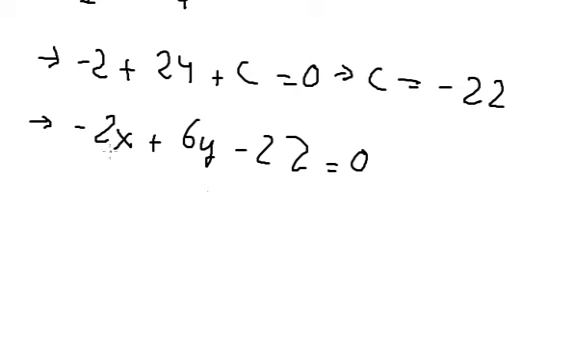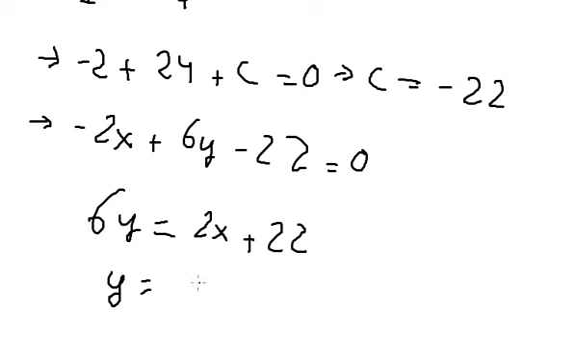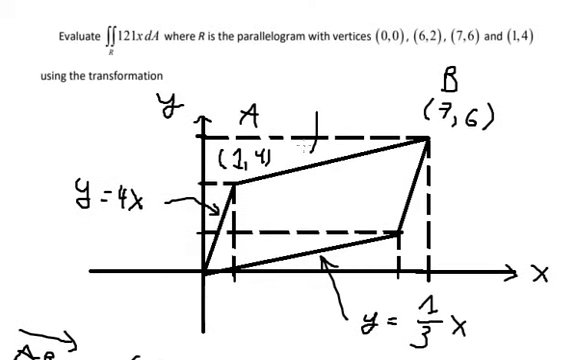So we put this one and this one to the right. After that, we divide both sides by 6. The formula of this one is y equals x over 3 plus 11 over 3.